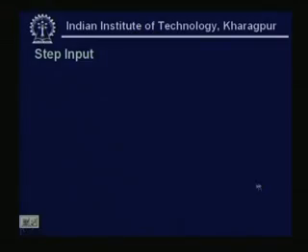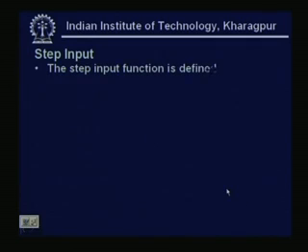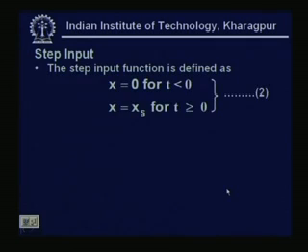Now you slowly consider one by one the inputs. Now first I consider the step input. Step input is very common to the system, especially in the electrical systems. Step input function is defined as x equal to 0 for t less than 0 and x equal to xs for t greater than or equal to 0. This is equation number 2. This set of equations we have given the equation number 2. These are necessary to solve the differential equations, right. So, how does it look? It looks very simple.